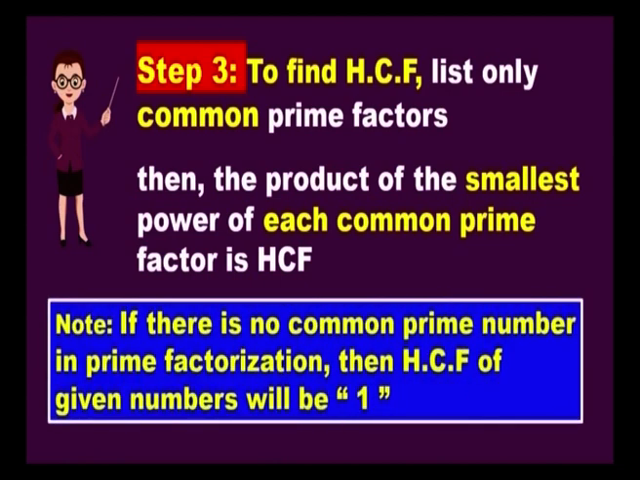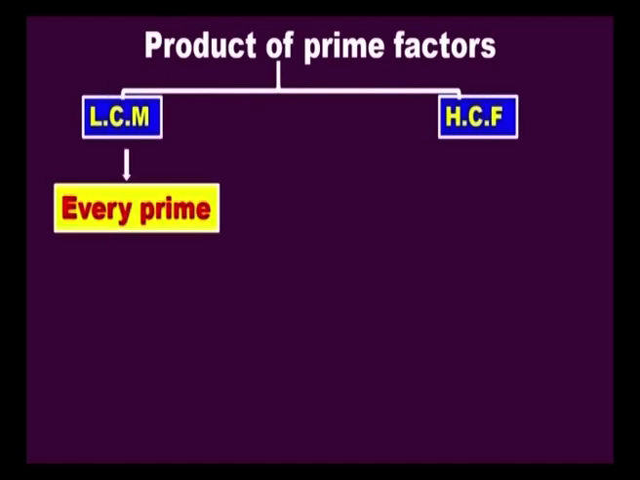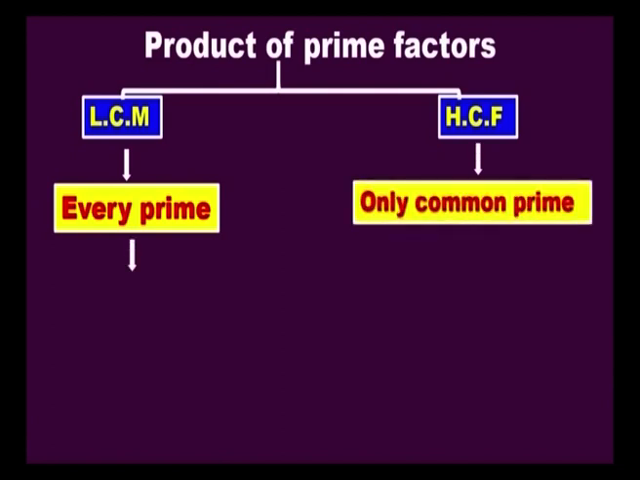Students, if there is no common factor, what do we need to do? If there is no common prime number in the prime factorization, then the HCF of the given numbers will be 1. Product of prime numbers, LCM and HCF: in LCM we should consider each and every prime, whereas in HCF we should consider only the common primes.